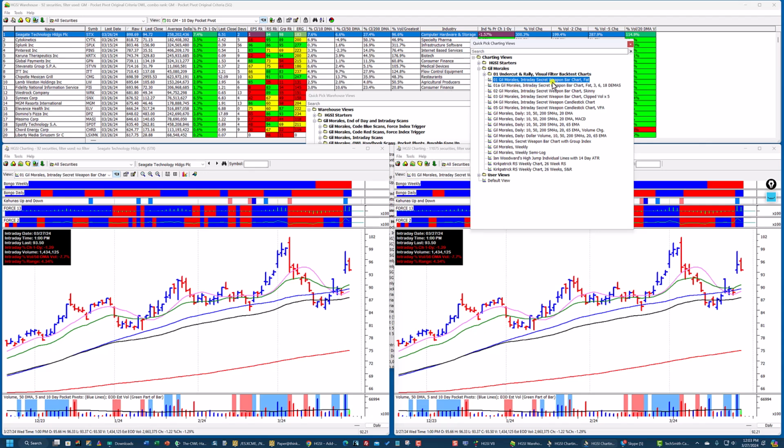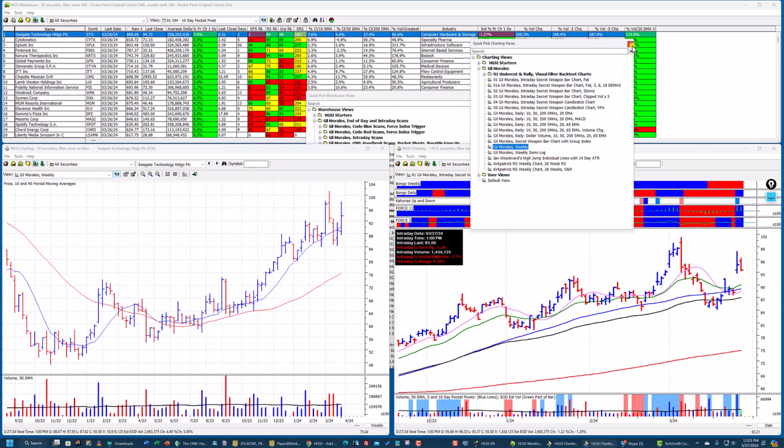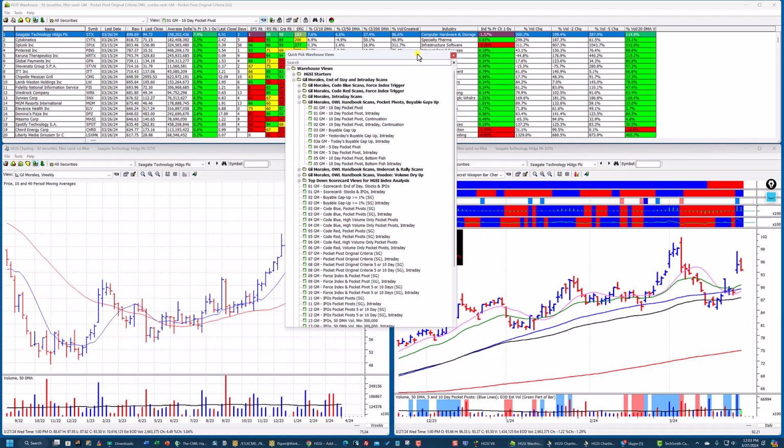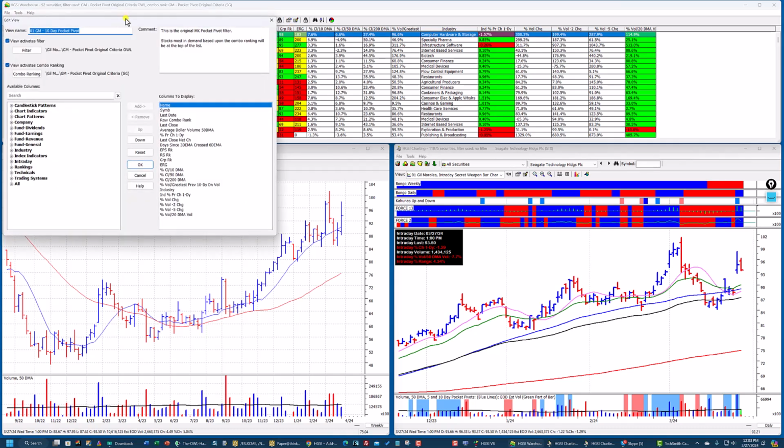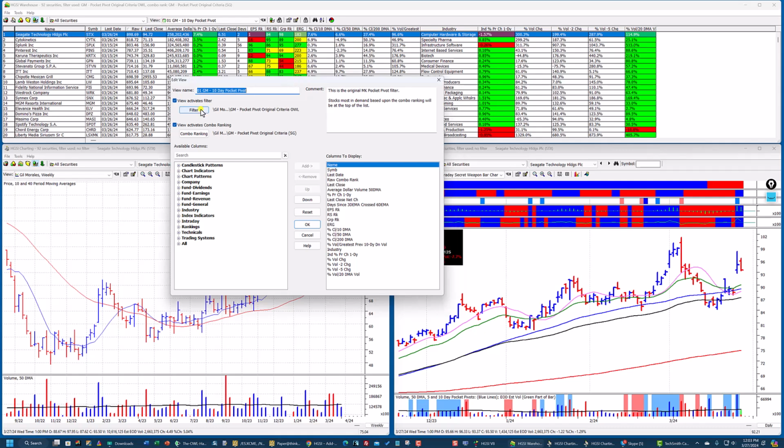So let's start with this setup here. I'm going to go back to here, go to a weekly chart, and stay with the pocket pivot. Now this pocket pivot, the combo rank, for those of you who are not familiar with how this program is put together, we have a filter and a combo rank. The filter filters out everything that is not relevant to what we want.